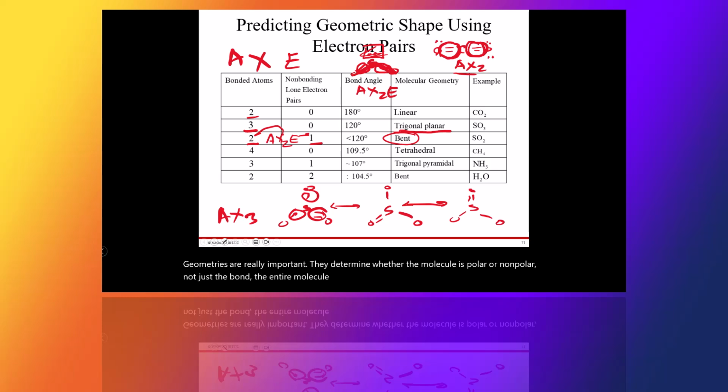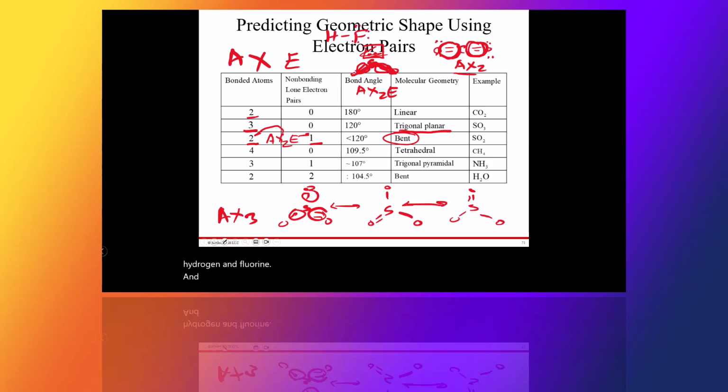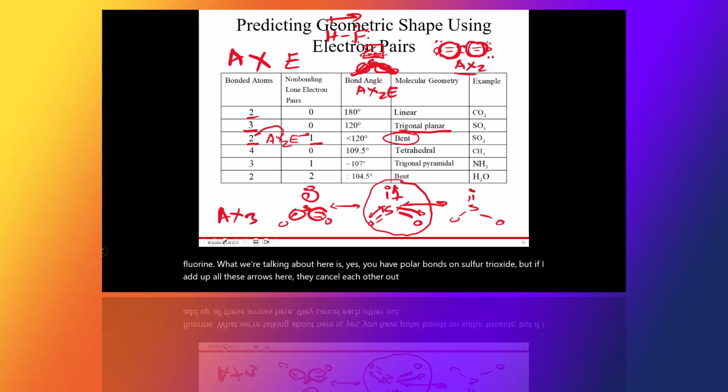So up to this point, everything we've been talking about as far as polarity goes is bond polarity, the unequal sharing of electrons between, like, hydrogen and fluorine, and that fluorine being more electronegative, the electrons are being pulled towards the fluorine. What we're talking about here is, yes, you have polar bonds on sulfur trioxide, but if I add up all these arrows here, they cancel each other out, and the molecule itself is nonpolar.